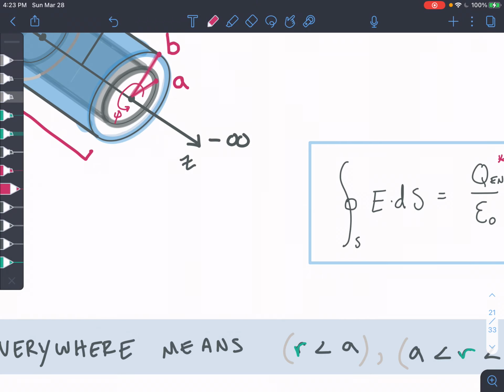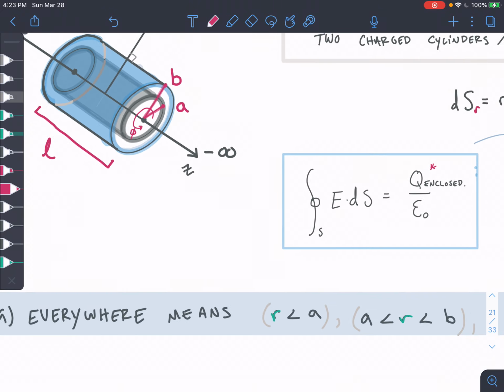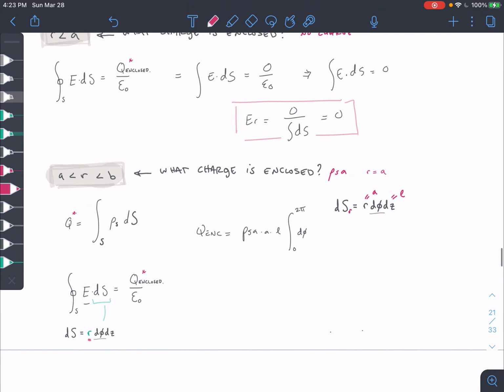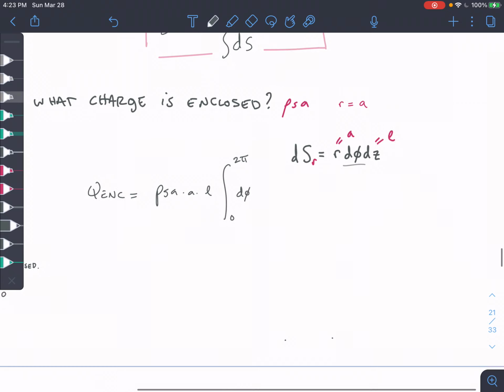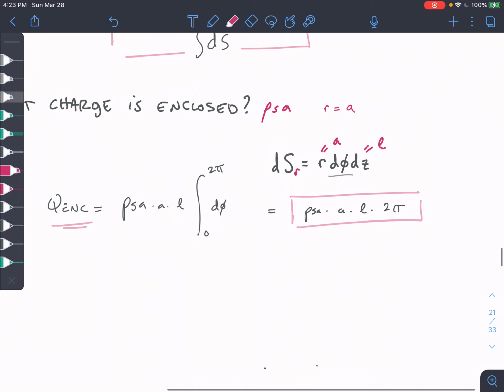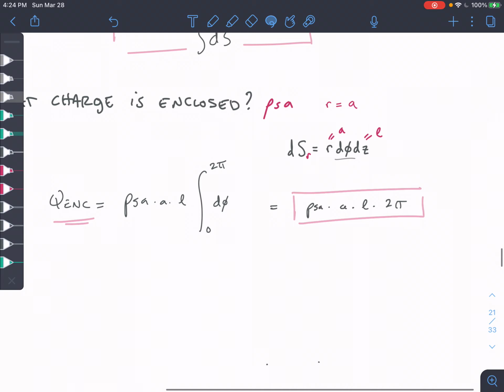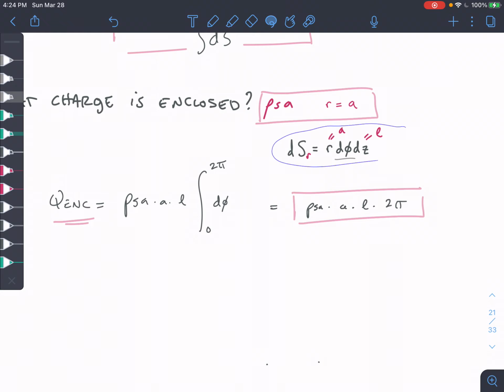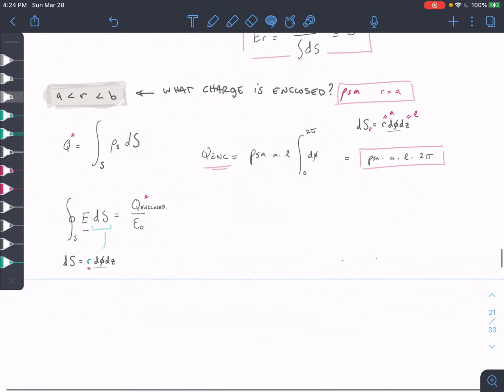And when we have a full cylinder, that angle is going to be 2 pi. So phi is here, right? And a full revolution, 360 degrees, is 2 pi. Okay, so let's solve that out. So we're just going to end up with PSA times A times L times 2 pi. Okay, so that's going to be our enclosed charge for this section here. So Q enclosed is equal to that. Okay, so it's important to look at these so you know how to deal with infinity in our problems. So we can just model it as some general L.